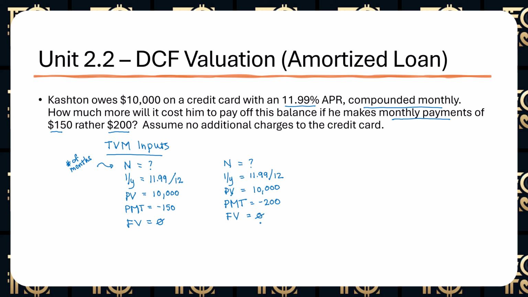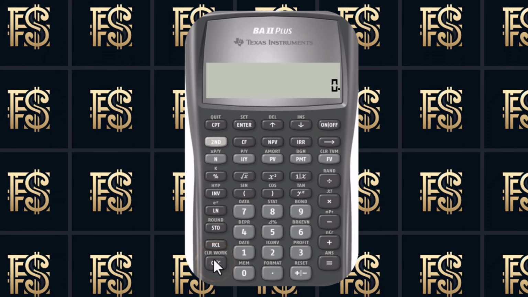The question is, how much sooner can he pay off this credit card if he pays that extra $50 per month? Another question that we can ask and answer here is, how much extra interest does he pay by paying $50 less per month? Take 11.99, divide it by 12. That is my monthly period rate, or interest rate, on this credit card. He has borrowed or accrued an account balance of $10,000. He plans to pay $150 per month, and he wants to have a balance of 0.